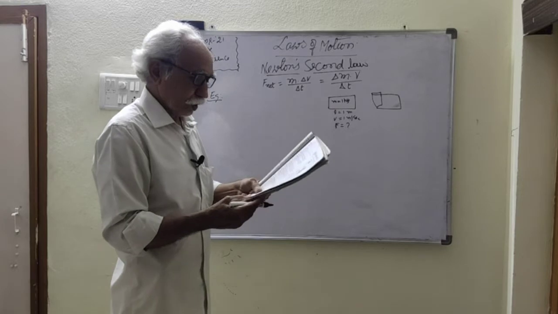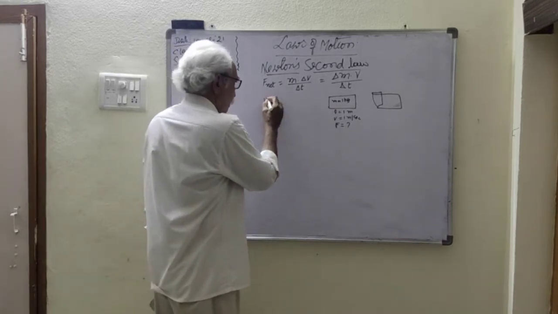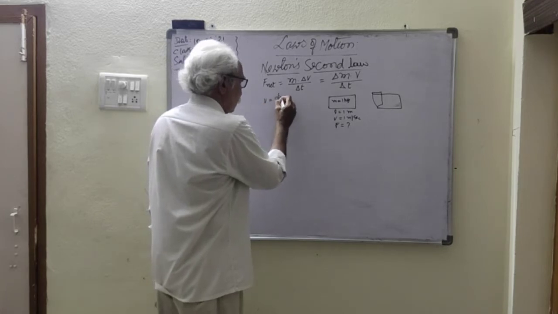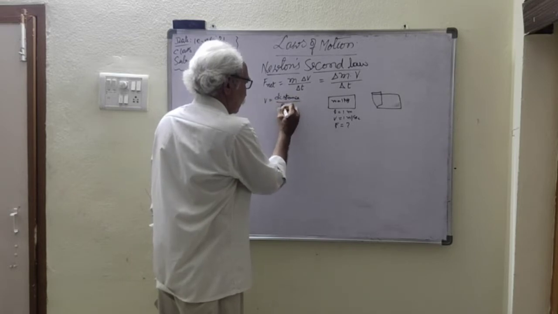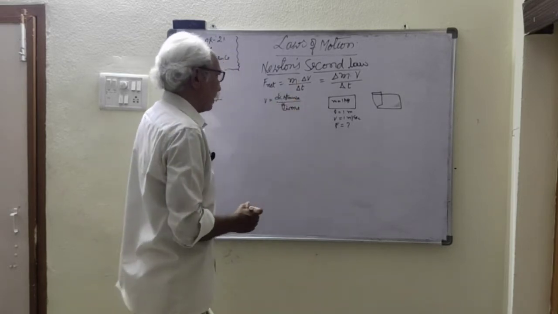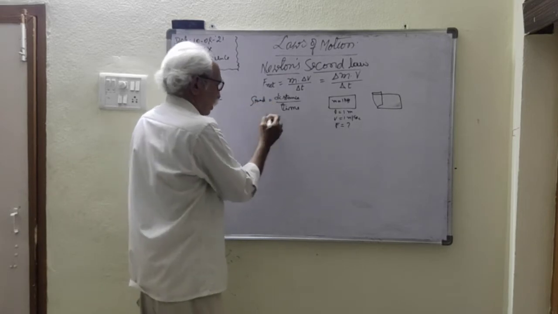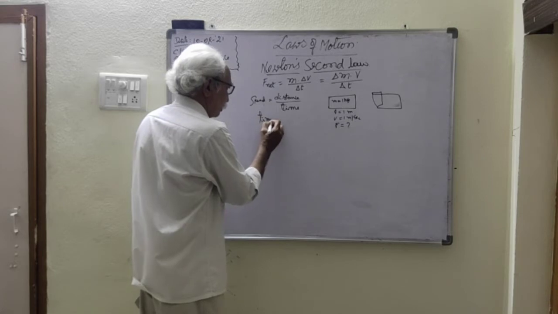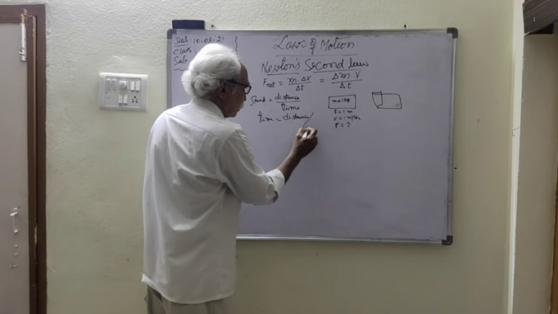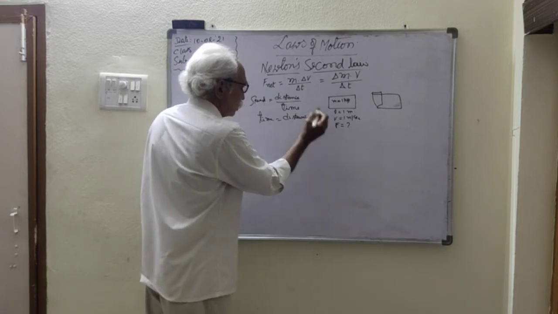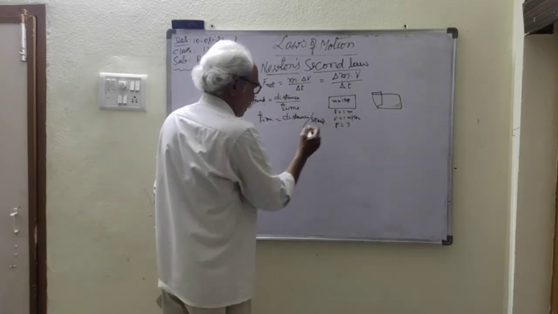Now we are going to find out the time. What is the formula? Speed is equal to distance by time, or time is equal to distance by speed. So based on this equation we find how much distance there is.